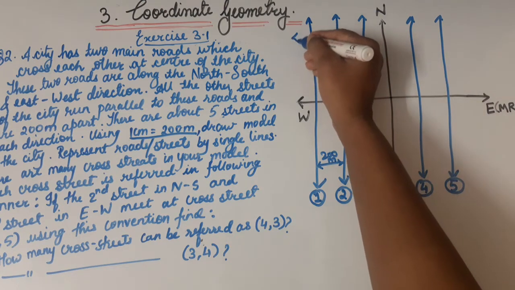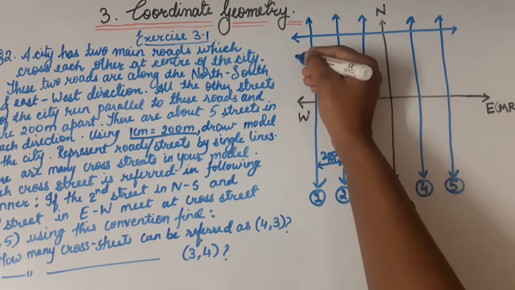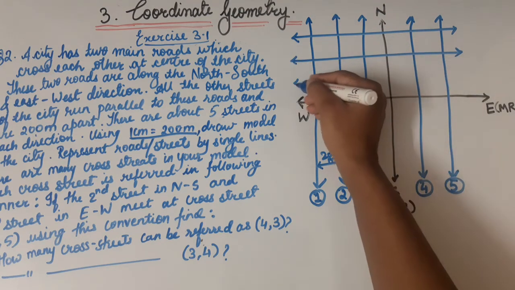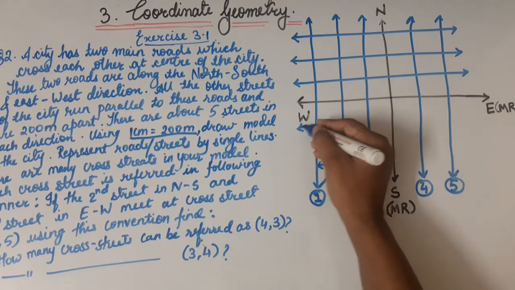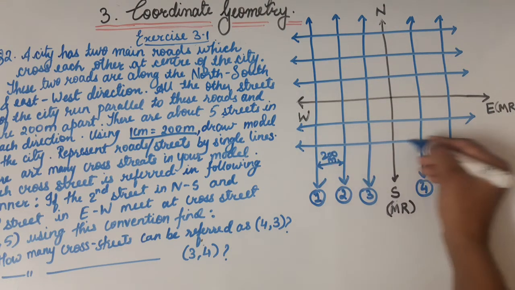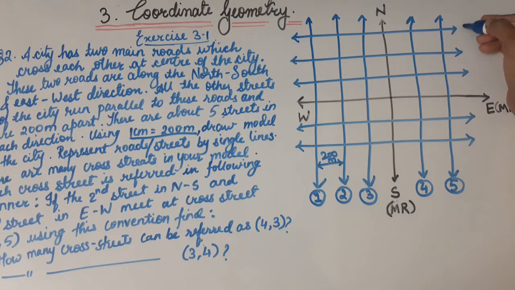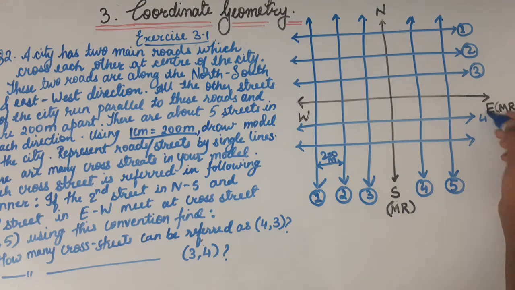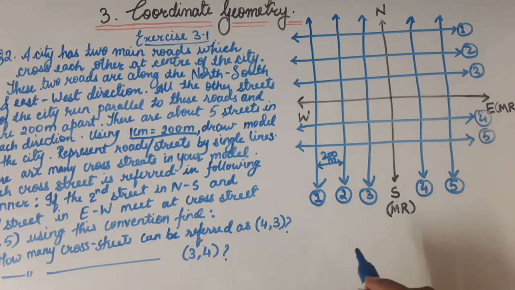And now 5 in east west. So let us draw 5 in east west. 1, 2, 3, 4 and 5. So let us name this also, 1 2 3 4 and 5. The black ones are the main roads and the blue ones are the streets. 5 streets in each direction, right? And they are parallel to the north south and east west directions. So this is the road map. Now we have drawn the model of the city.